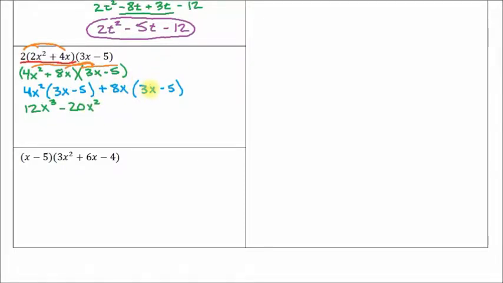Now we're going to multiply the 8x times 3x. 8 times 3 is positive 24. X times x is just x to the 1 plus 1. We're adding the exponents. That's x squared. And 8 times negative 5 is negative 40. And x times no variable just gives us back our x.